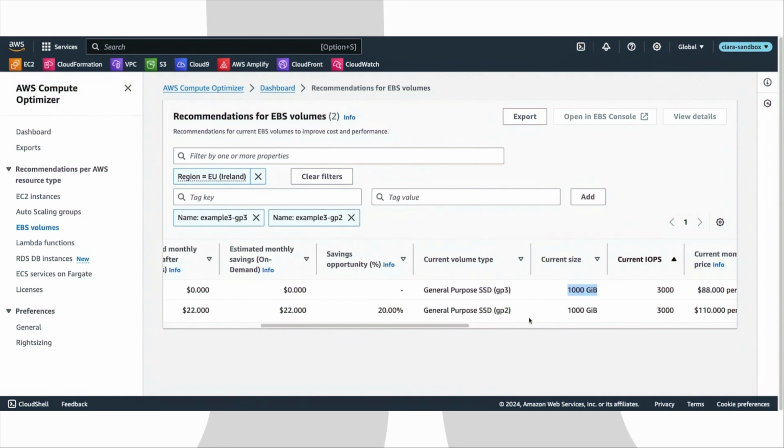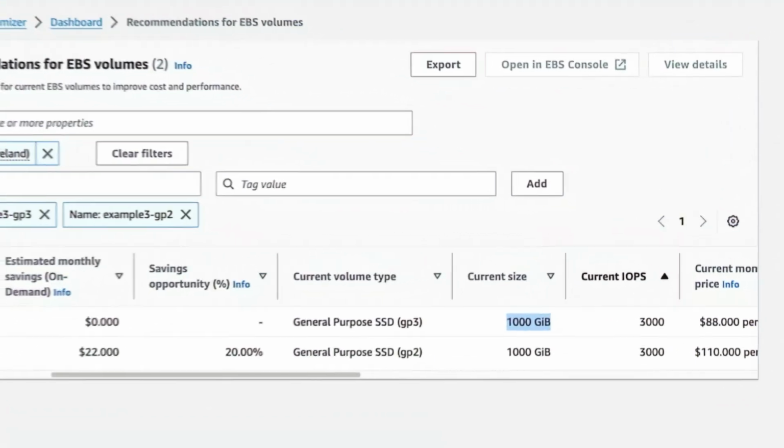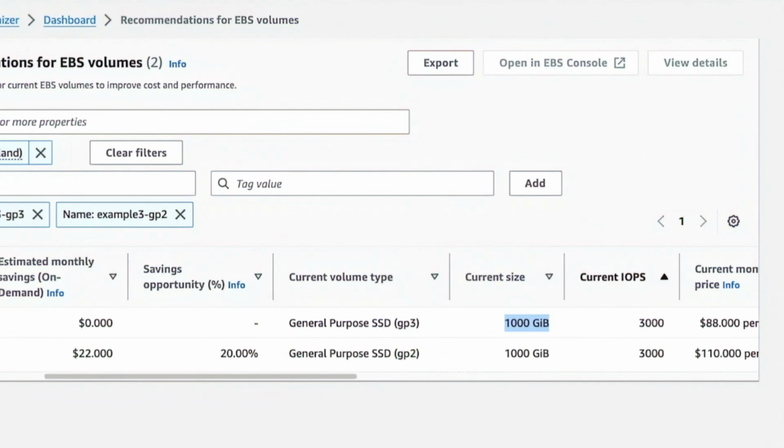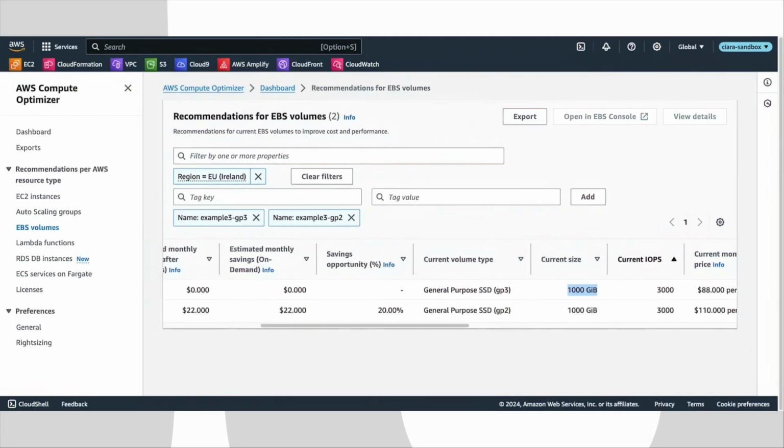Now you may be thinking, with the GP2 volume, about the burst model, but do note the burst model only applies to GP2 volumes that are smaller than 1 terabyte. So this volume, it's 1 terabyte in size. So basically its baseline is 3,000 IOPS, and this is the maximum bursting capability of a GP2 volume that's smaller than 1 terabyte. For a GP2 volume sized at 1 terabyte, the bursting model no longer applies, as its minimum IOPS is basically the same as the maximum bursting capability.